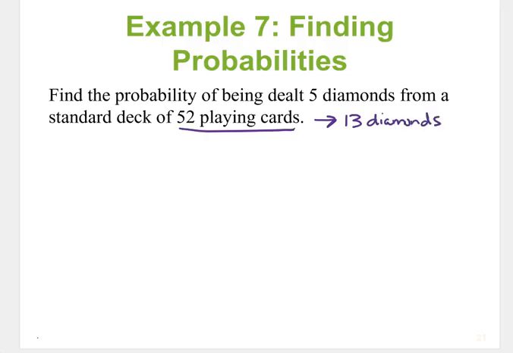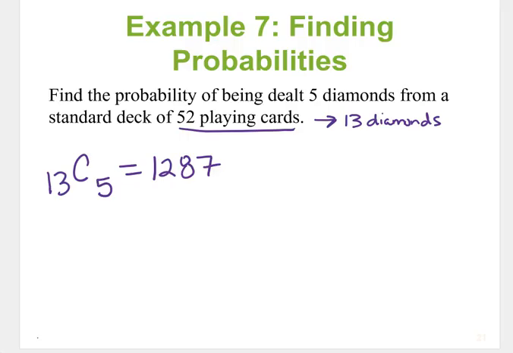The order doesn't matter. As long as we get the diamonds, we don't care which ones they are, what order we get them in. So the possible ways that we could choose 5 diamonds out of the 13 that we have is going to be 13 combinations of 5. We need to know that number first. Okay, so it turns out if you put that in your calculator, that is 1,287. So there are 1,287 ways that I could get 5 diamonds if I just started with the diamonds.